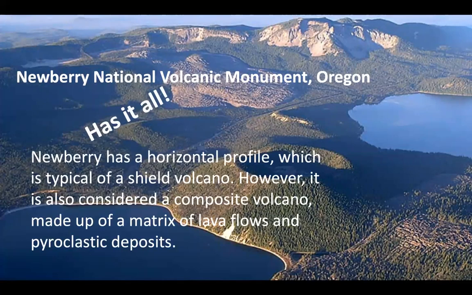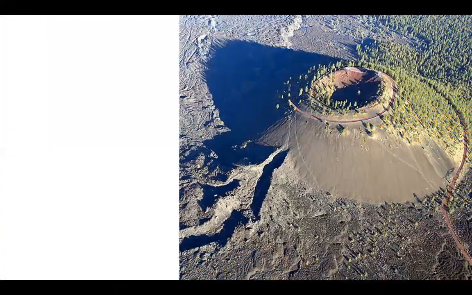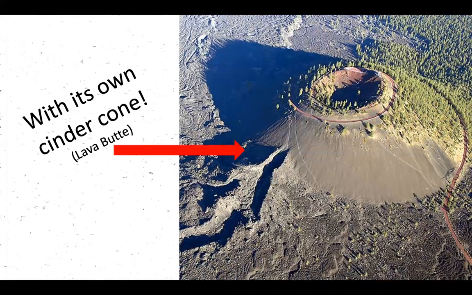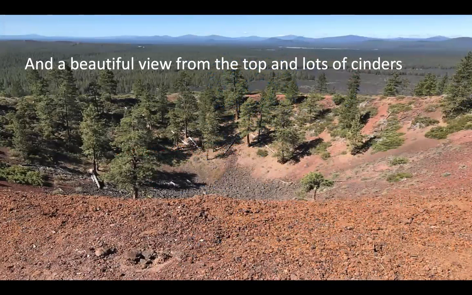It was considered a shield volcano only because of its shape. It is actually a composite volcano made up of the lava flows and pyroclastic deposits, so ash and lava flowing back and forth. This is a really cool part here. This is its own little cinder cone volcano that's growing off of the main volcano. It's called Lava Butte. You can go up there and see the top of it. This is the view from the top, and there's lots and lots of cinders. So this is cool to walk around on, and the cinders sound really cool. I won't torture you with that video that I made.